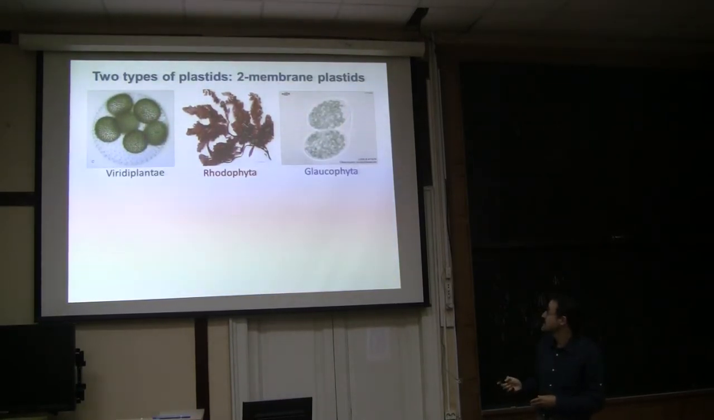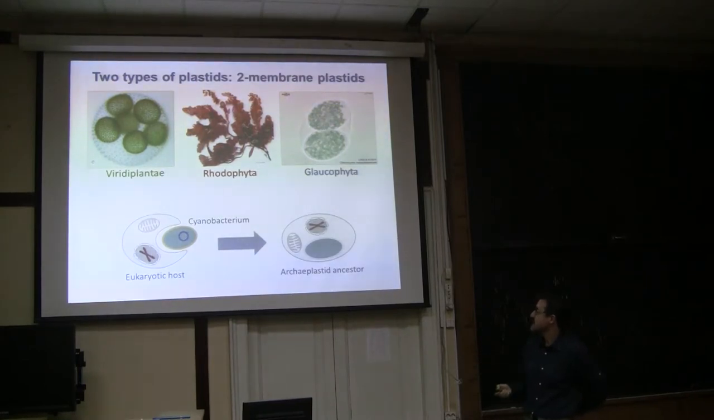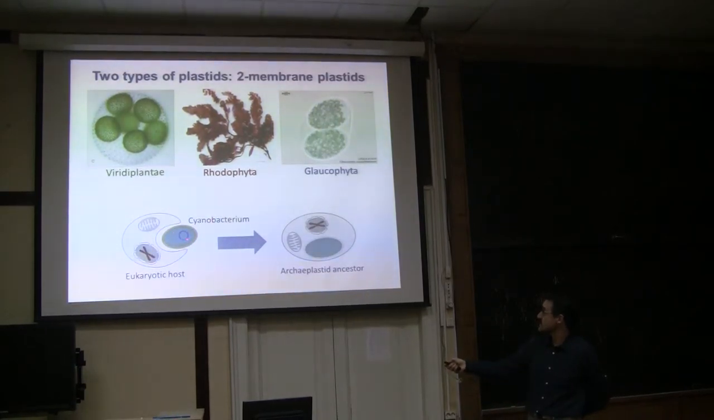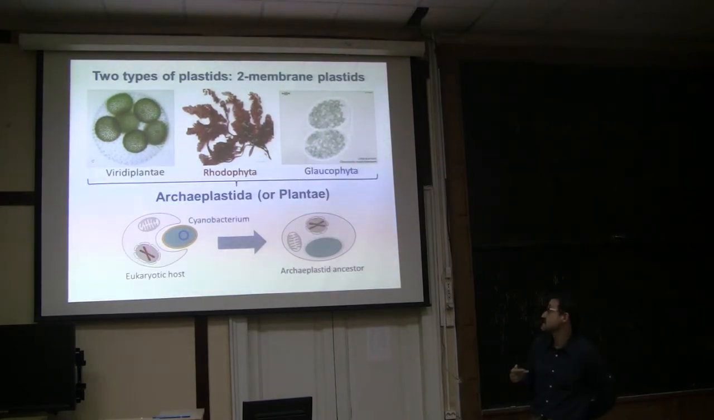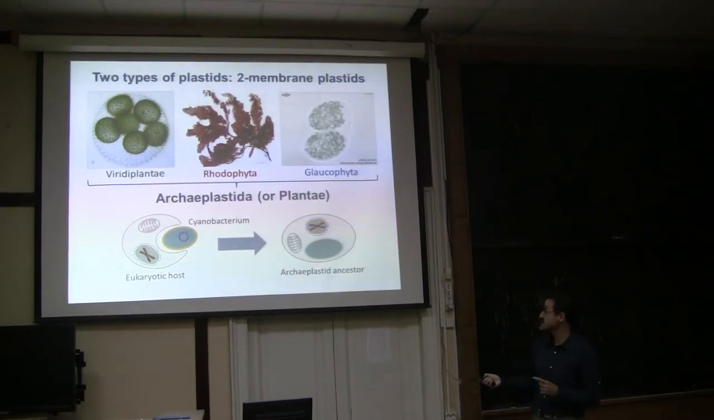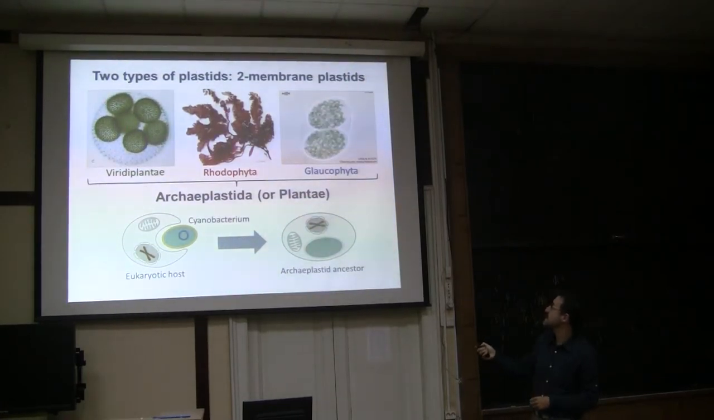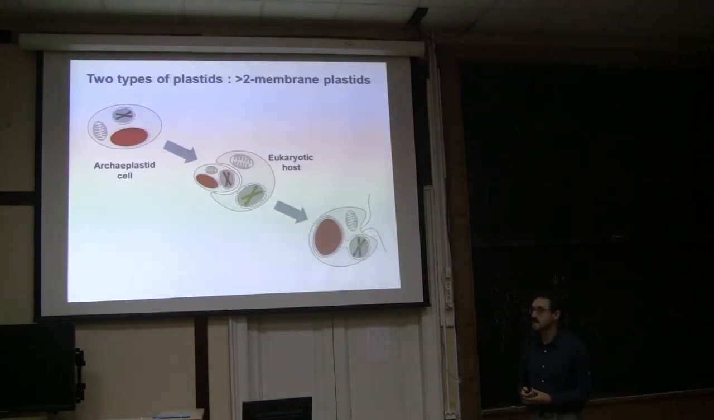These three groups are thought to have acquired their plastids by the endosymbiosis of a cyanobacterium within a heterotrophic eukaryotic host. This event is now believed to have happened only once. It is accepted by almost everybody that these three groups are monophyletic, so there was a single ancestor that acquired this cyanobacterium and then gave rise to the three groups, Viridiplantae, Rhodophyta, and Glaucophyta.